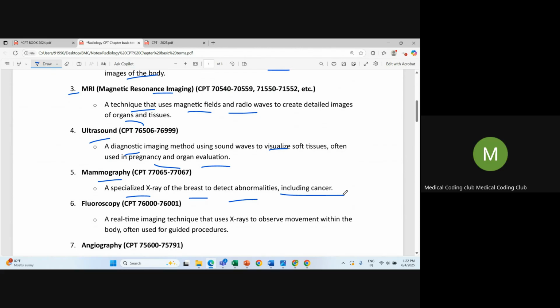And diagnostic mammography is based on abnormality. Okay, if she is suffering from a lump in the right breast or lump in the left breast, they are going to screen a unilateral breast or sometimes bilateral breast. So we do have codes for both unilateral and bilateral for diagnostic mammography. Okay, so that is also important.